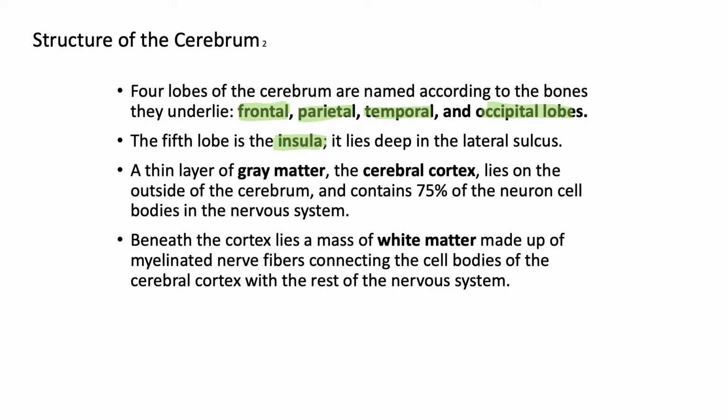As I said previously, compared to spinal cord, the outside of the cerebrum is made of gray matter, and the inside of the cerebrum is made of white matter. The outer part, which is made of gray matter, is also called cerebral cortex. In the cerebral cortex, you will find cell bodies of neurons, while the white matter is made of the myelinated nerve fibers.